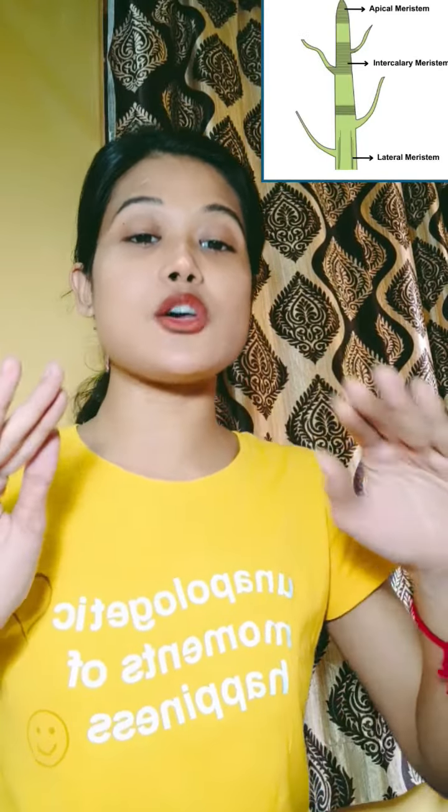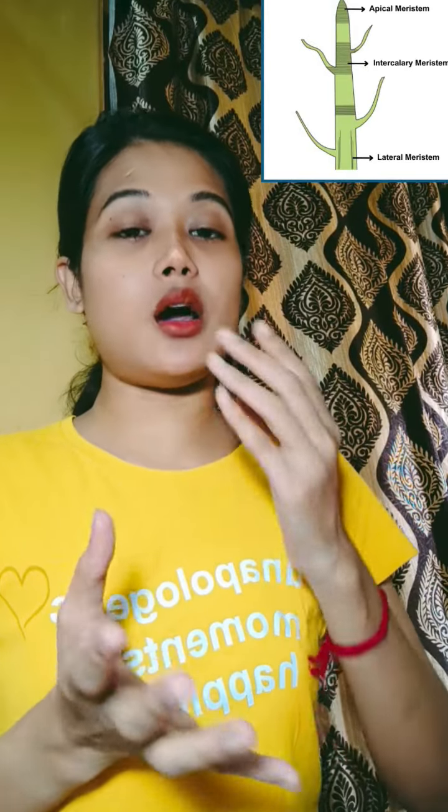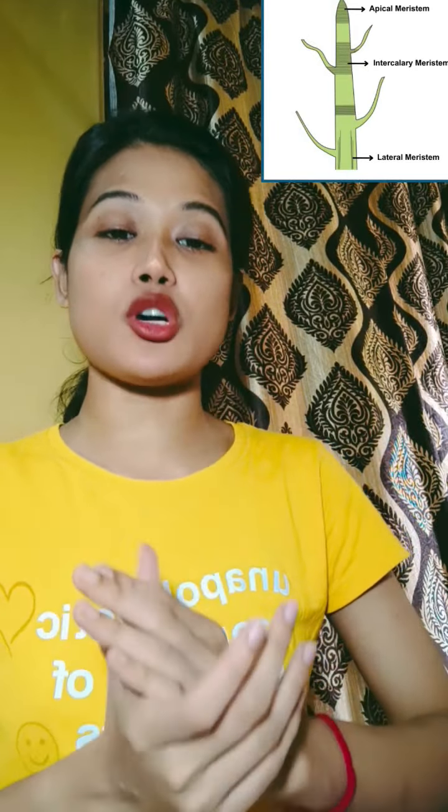Now the intercalary meristematic tissues. So this intercalary meristematic tissue is basically found at the base of the leaves or the internodes, or the nodes. This intercalary meristematic tissue is basically responsible for the growth of the leaves and the nodes. So this was all about the meristematic tissues.